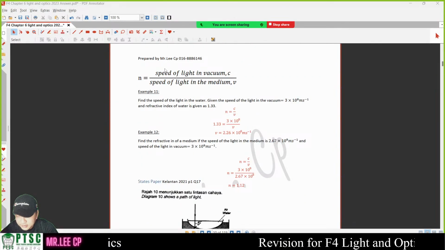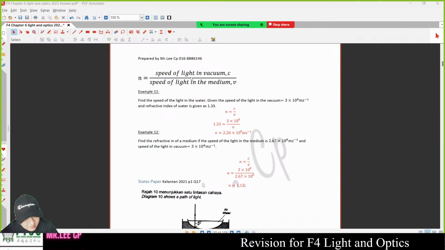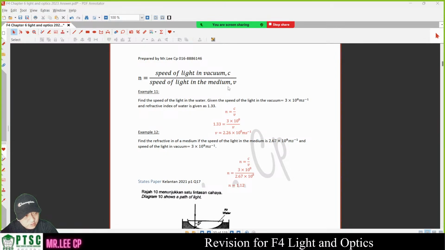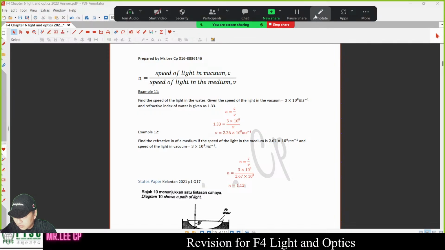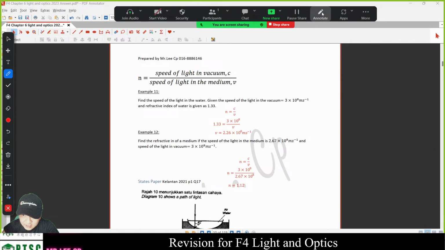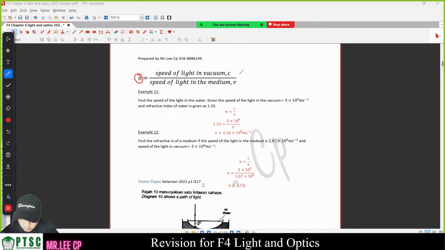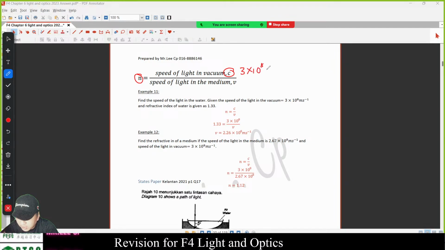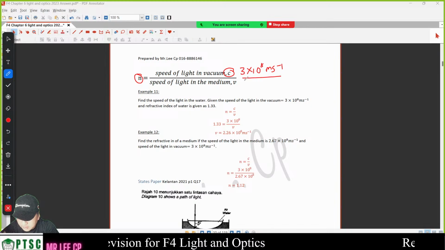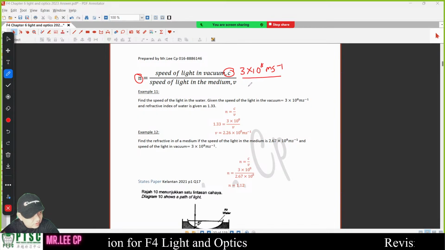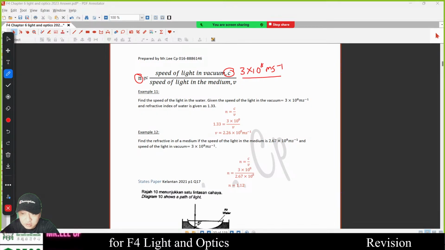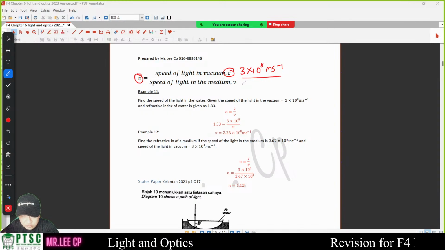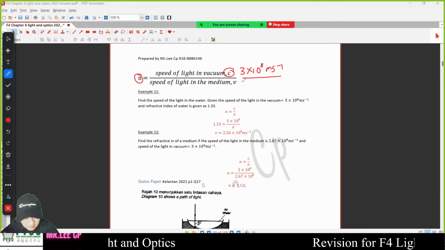So the next formula will be n is equal to speed of light in vacuum over speed of light in medium. Also, we know that n is more than 1. So this one is 3 times 10 power 8, the speed of light, over this one, which is slower. It must be slower because big divided by smaller one, then you get n more than 1.